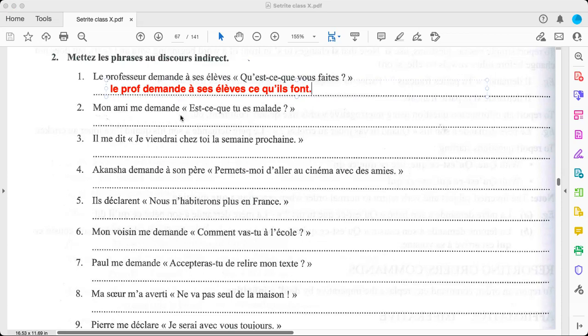Mon ami me demande, est-ce que tu es malade? Now this is again interrogative and with est-ce que, it means you will add si. Mon ami me demande si tu, which is second person. You will change it as per the object. Object is me, so it will become je. Because when there is a subject pronoun, it will become the subject pronoun only. Je, it's être verb, je suis malade.